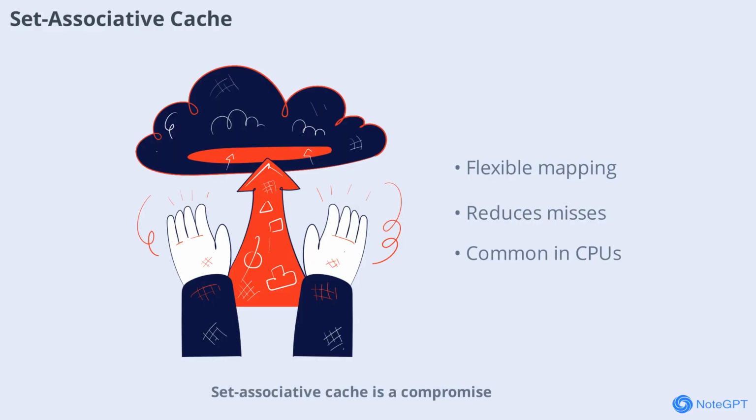Set-associative cache is a compromise between direct mapped and fully associative caches. Each block of memory can go into any one of several locations, reducing the chance of cache misses. This approach is common in modern processors, offering a good balance between speed and flexibility.